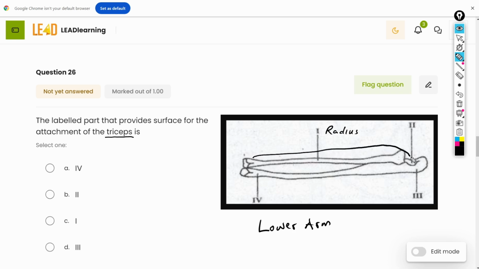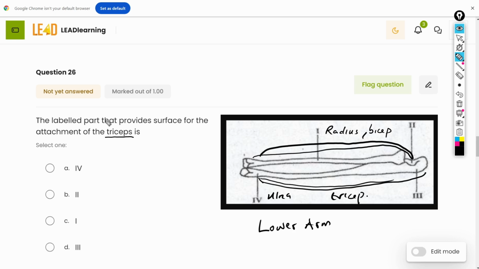Bone 1 here is the radius, and the muscle on the radius is the bicep muscle, while the bone here is the ulna, and the muscle on the ulna is the tricep. So it says the labeled part that provides surface for the attachment of the tricep. So the tricep will attach to the surface labeled 3. And that is option D as our answer.